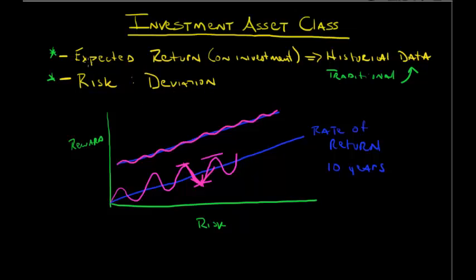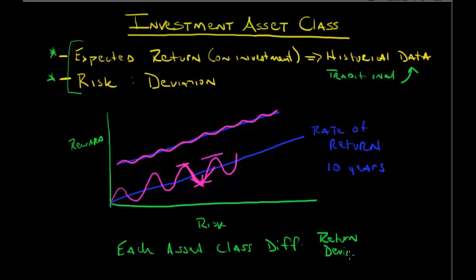Okay, so these are our two big things we want to find out: return and deviation. And each asset class is different. Okay. All right, let's move on here.